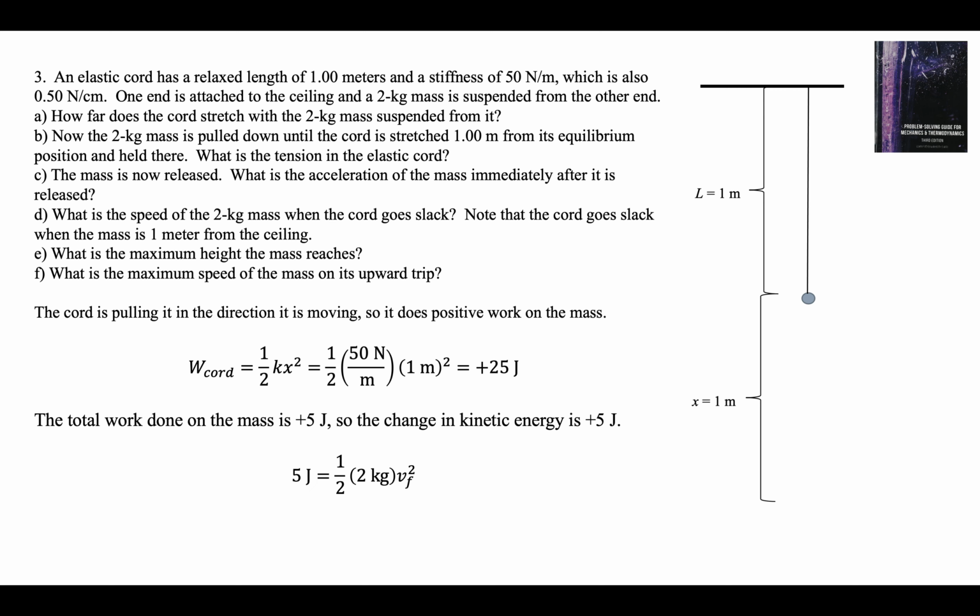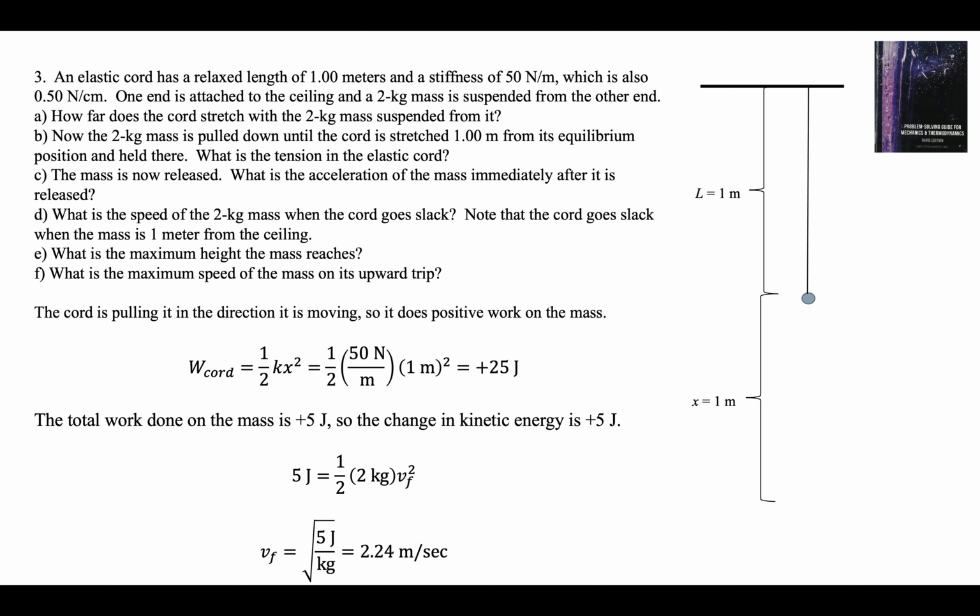It started from rest. So we can solve for v final, and it's the square root of 5, which is 2.24 meters per second. So when the cord goes slack, it's going 2.24 meters per second. That's part D. Part E is what's the maximum height the mass reaches.